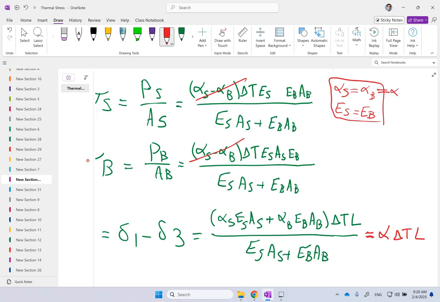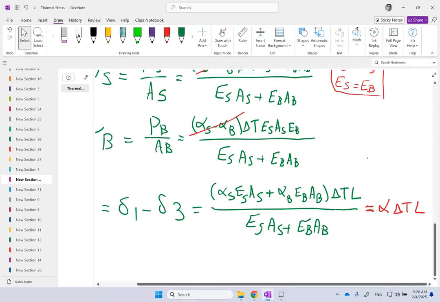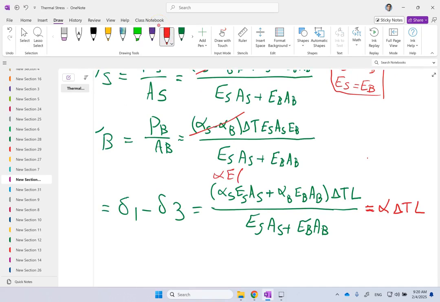Okay? And you can easily simplify that here, because in the numerator, alpha and E are the same. So you factor it out, it's going to be alpha E times AS plus AB. And in the denominator, E's are the same, so it's going to be E times AS plus AB. And these would cancel, and you're going to get alpha delta T times L.